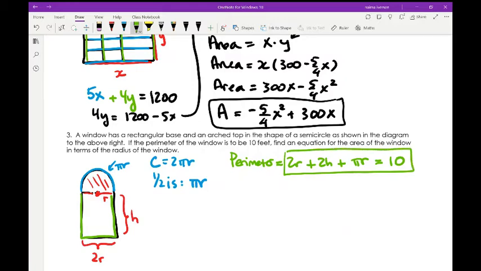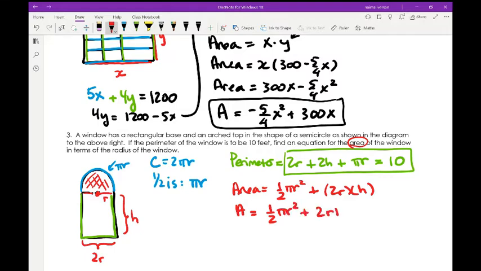It says now find an equation for the area of the window. The area of the window is going to be 1/2 pi r squared, so 1/2 of a circle at the top, plus base times height. Now when you take a look at trying to figure this thing out in terms of one variable only, let's try to figure out the easiest thing for us to do. So area is 1/2 pi r squared plus 2rh.